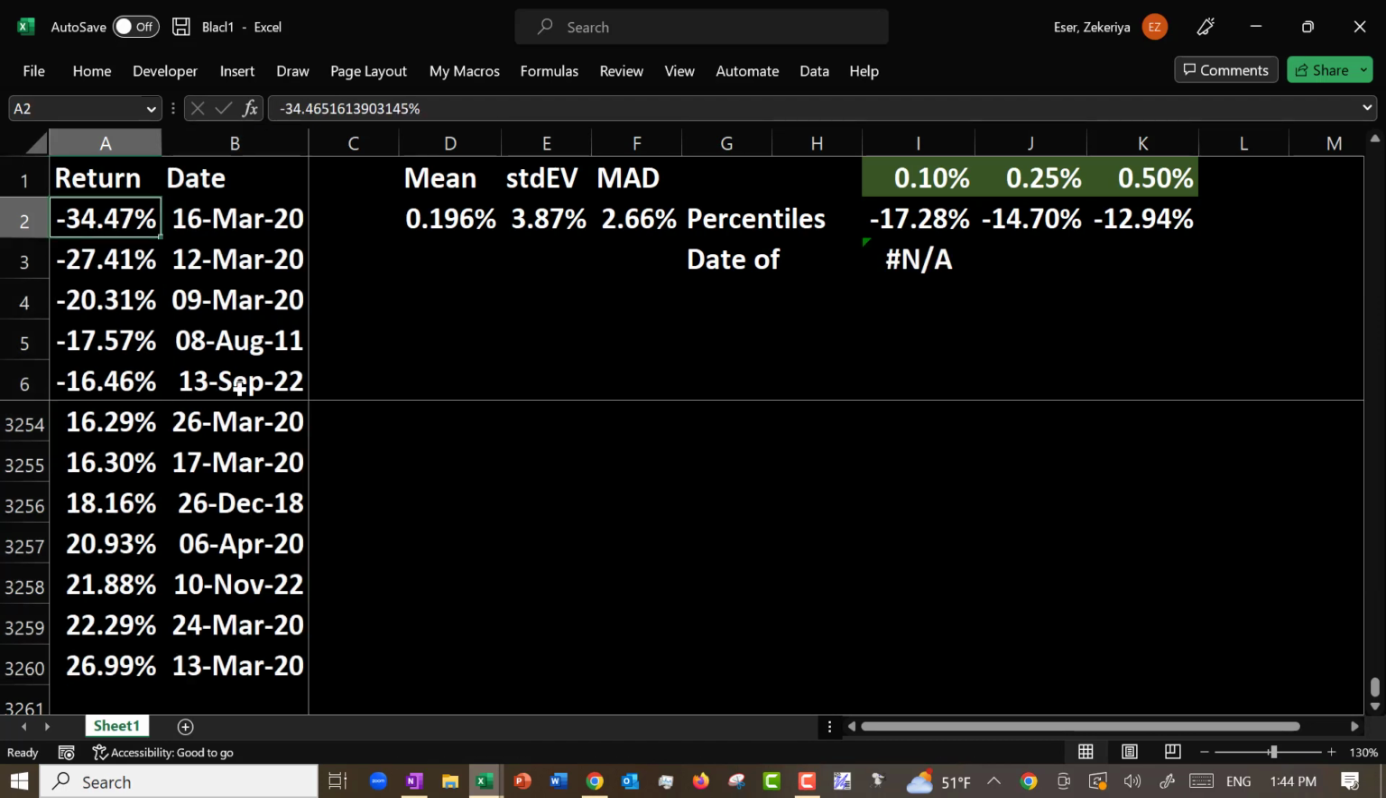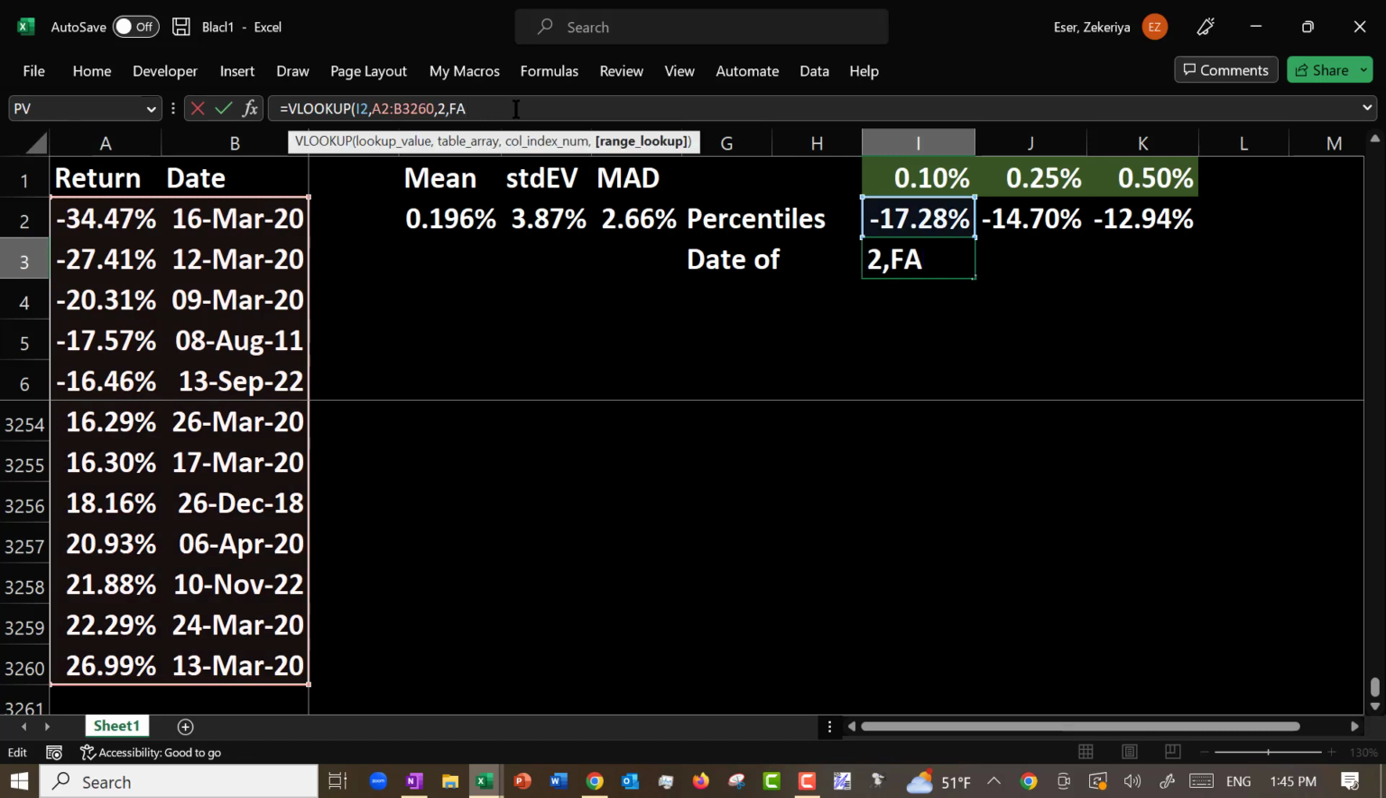So there was a day on 16th March 2020. This stock lost more than a third of its value. That means NASDAQ 100 lost more than 11%. Can you guess what happened on that day? Does that date speak? COVID lockdowns were announced. And on 13th March 2020, it actually went up by 27%. Of course, the day before it was down 27. Those were rather volatile times.